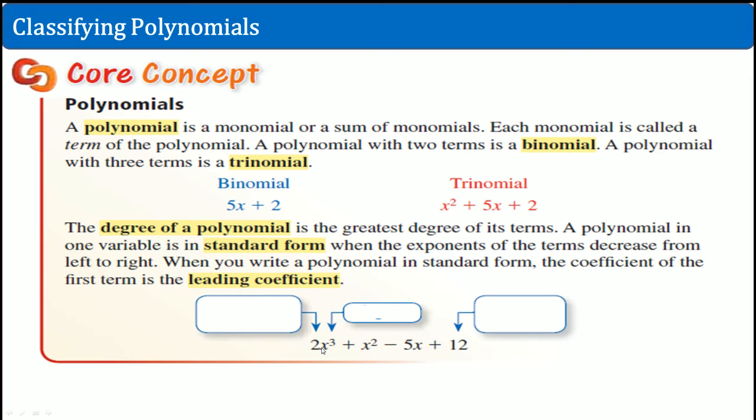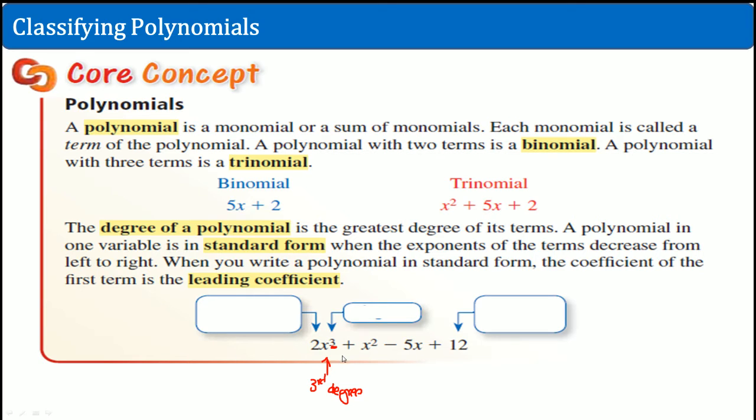So the degree is the greatest degree of its term. So in this case, okay, you would say that the highest degree, this is 0 degree, first degree, second degree, third degree. So here you have a third degree. So here, this shows the third degree. Okay. This is in standard form. Standard form is when it is going from descending power from left to right. So again, this is third degree.